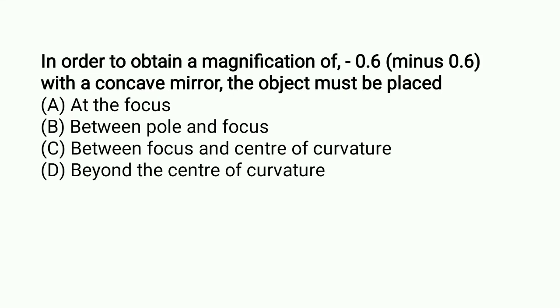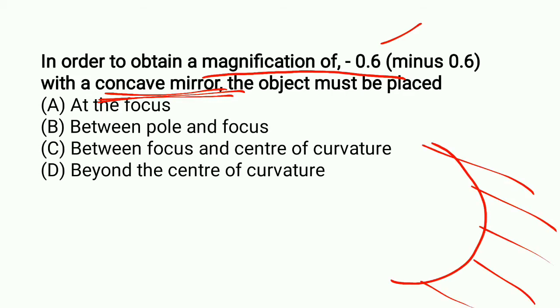Next question. In order to obtain a magnification of minus 0.6 with a concave mirror, the object must be placed where? So where do we have to keep the object in order to get the magnification of minus 0.6? Let's understand this with the diagram. Here we have a concave mirror. This is the focus, this is the center of curvature.